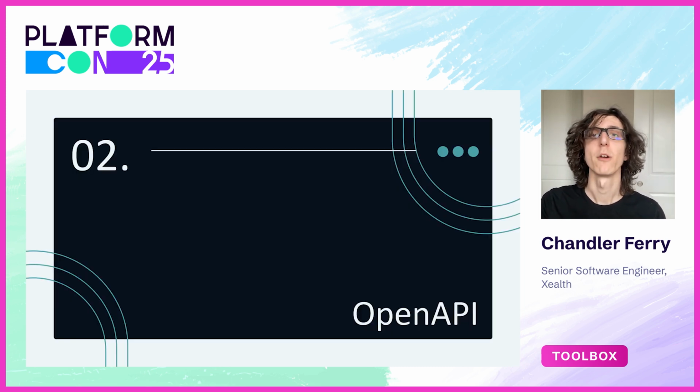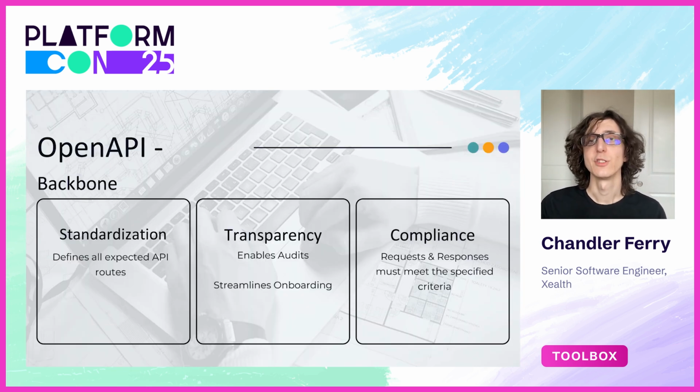My proposed model is having a source of truth such as OpenAPI. OpenAPI is an open source specification that is the backbone of what I'm showing you today. This allows you to have a standardized model of all expected API routes. It enables you to have transparency by using a visualization tool in order to see your API in a human-readable format, which can be provided to an auditor or an external vendor.